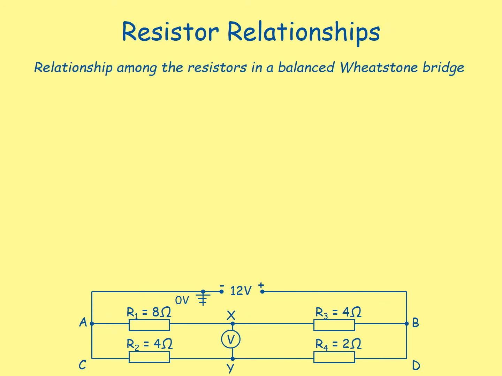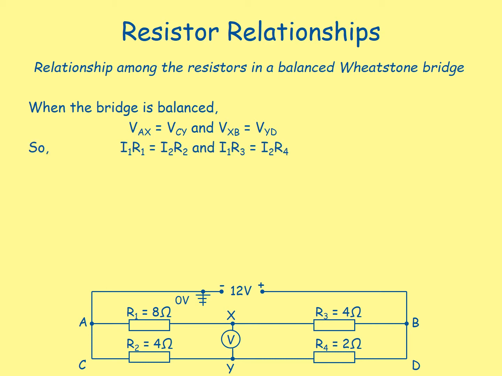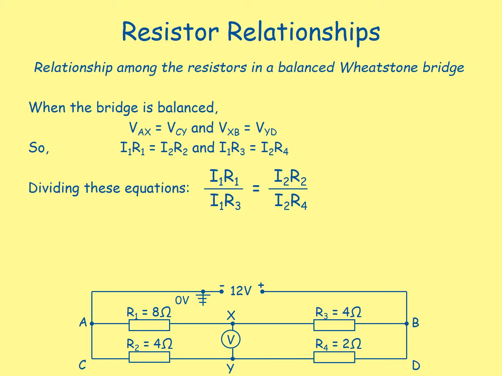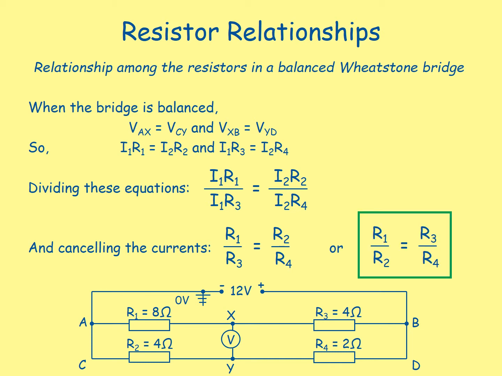Resistor relationships. Relationship among the resistors in a balanced Wheatstone bridge. When the bridge is balanced, VAX equals VCY and VXB equals VYD. So, replacing this with Ohm's law, VAX becomes I1R1, and that's equal to I2R2, and I1R3 equals I2R4. Dividing these equations, we get I1R1 over I1R3 equals I2R2 over I2R4. We can eliminate the currents in this and get R1 over R3 equals R2 over R4, or rearranging this, we get R1 over R2 equals R3 over R4.